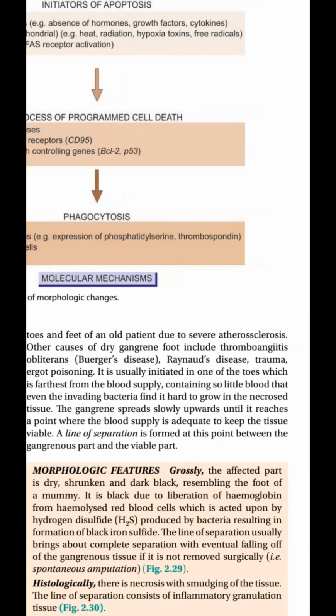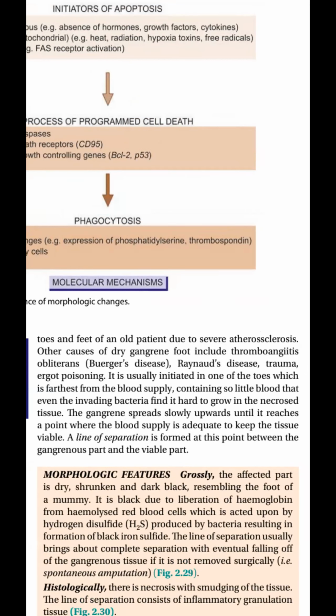So this is usually initiated in one of the toes, which is the farthest point of the blood supply, containing little blood, even for invading bacteria. So what happens in this is sometimes there is no supply even for the bacteria to grow. The bacteria keep on growing at a low pace, a very slow process, because there is no oxygen, or there is no culture, so to say, for the development of the bacteria there, because of the disruption of the oxygen level.